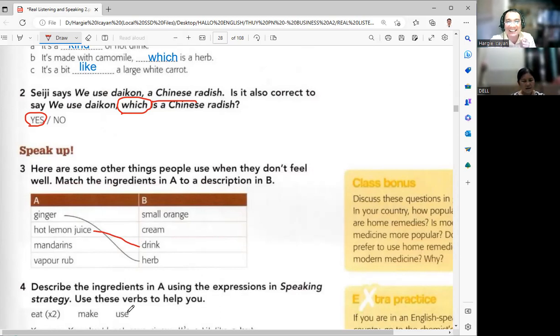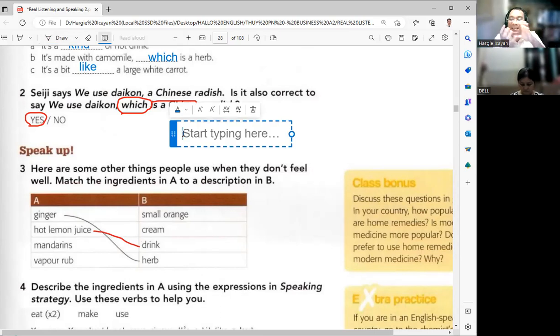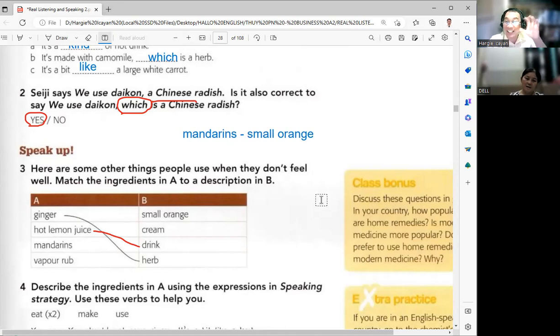When we say mandarins, do you know what mandarins are? Actually, mandarins are oranges. Oranges are bigger, but mandarins are small oranges. So mandarins are small oranges. Have you seen that? I know in Vietnam too. You call that one also a mandarin. Here in the Philippines, actually, we call that one little orange or small orange.